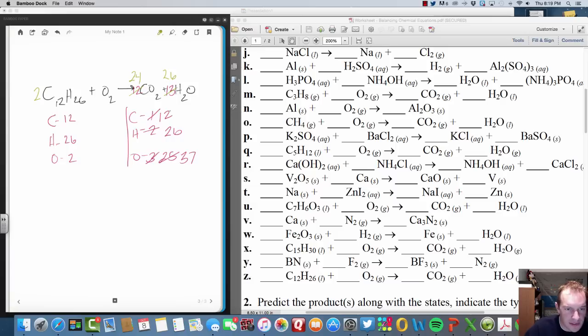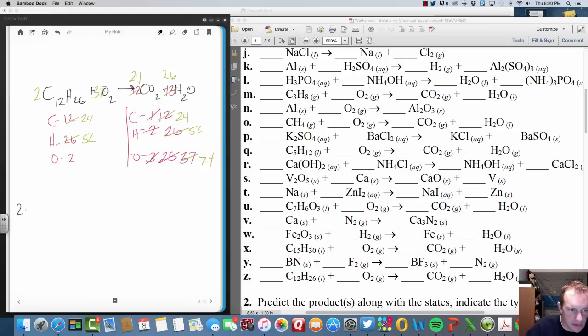And so now what that's going to do is change our inventory here from 12 to 24 carbons, from 26 to 52 hydrogens, and from 37 to 74 oxygens. On this side, it changes your carbon to 24, and it changes your hydrogen to 52. So now what are we going to put in front of the O2 in order to get 74 oxygens? Coefficient 37.